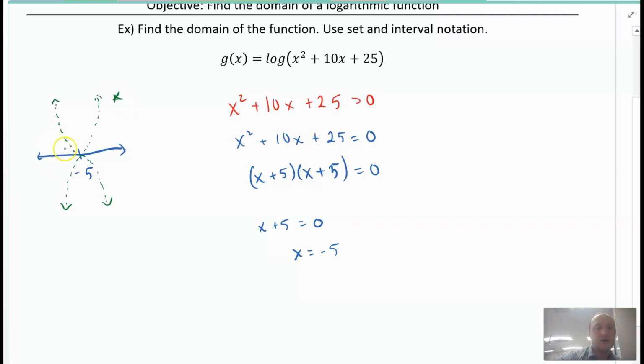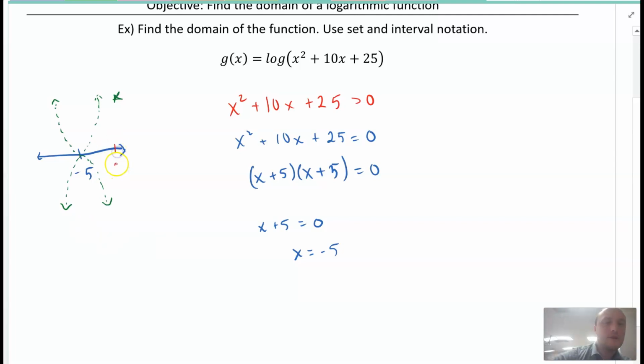So every single value would be a valid domain value, because our argument would be positive except for negative 5. In the case below, all those values are going to be negative, so they won't be part of our domain, and we would be left with no values. That'd be a pretty lame function because you can't do anything with it. Okay, so we're going to test two values.